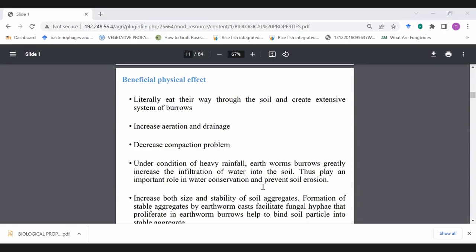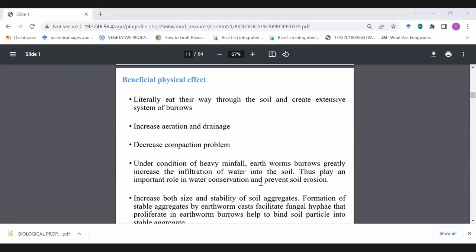Next, the beneficial effects on the physical properties of the soil. As earthworms move, they eat the things found in their way, which creates an extensive system of burrows. As a result, pore space and porosity increase, which results in high aeration and drainage. As the porosity increases, the compaction is also decreased.